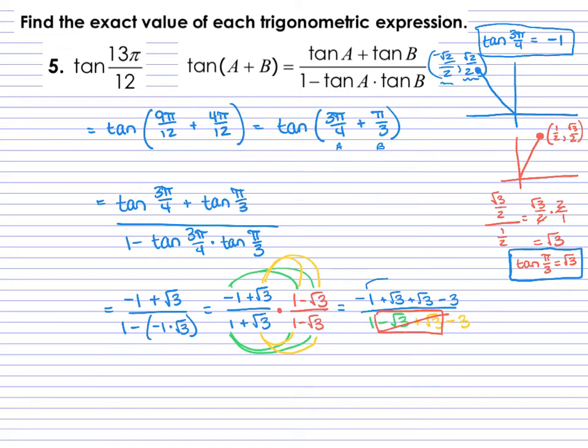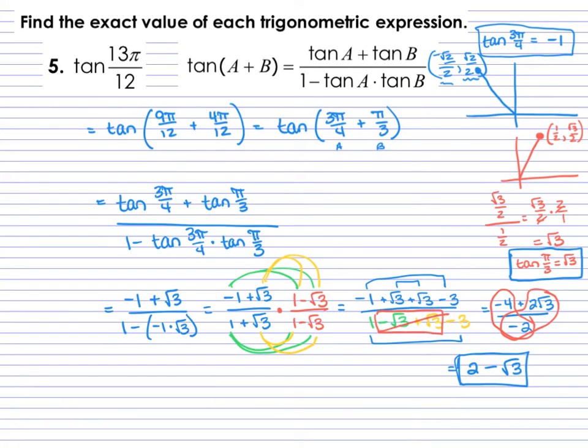So I've got negative 1 plus negative 3 gives me negative 4. Square root of 3 plus square root of 3 gives me 2 square roots of 3, over 1 minus 3, which gives me negative 2. Now I can apply that negative 2 to both parts of the binomial in the numerator. So negative 4 divided by negative 2 gives me a positive 2, minus 2 root 3 divided by negative 2 gives me that negative. The 2's cancel out, and I just have square root of 3. So that's my final answer.